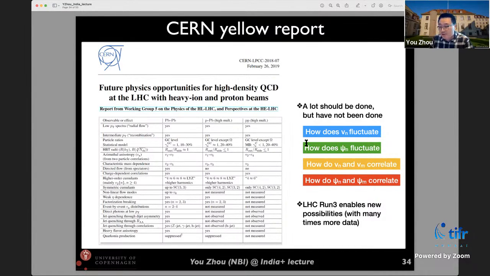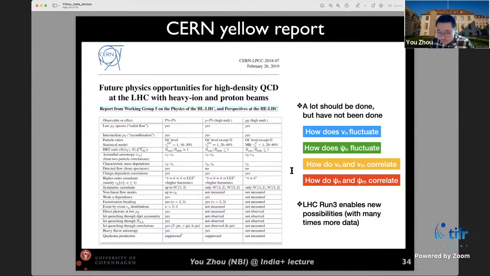And this is also connected to what we discussed before. How does vn fluctuate? How does the psi fluctuate? And how does vn correlate with vm? And how does psi correlate with psi? And those are missing. And this missing part is not because we don't want to do it, but because we have limited data for the LHC Run 2 program.